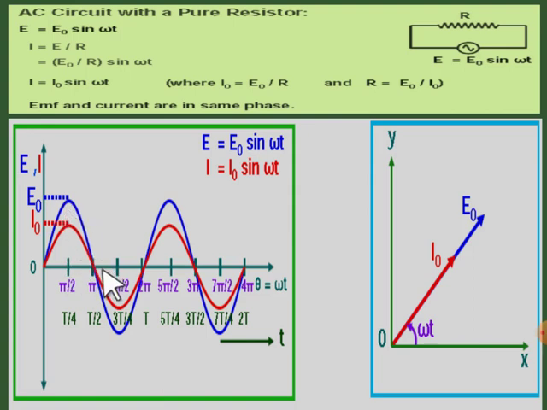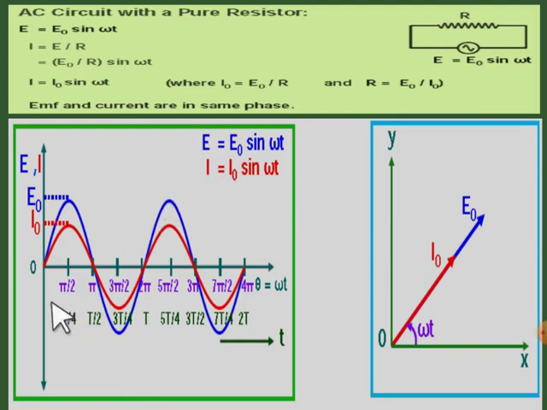When the current decreases, your EMF will also decrease in the same direction. When the current increases in the opposite direction and reaches its peak, at that time your instantaneous EMF will also increase in the opposite direction and it will reach the peak at the same time. So that means your instantaneous EMF and instantaneous current are in phase.